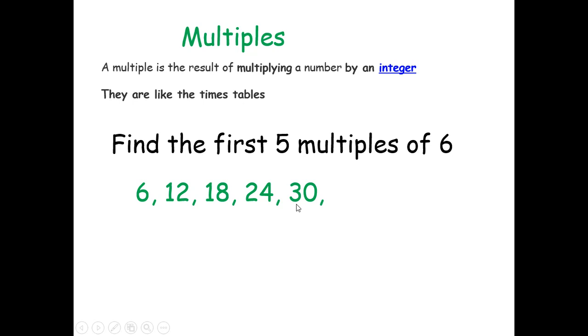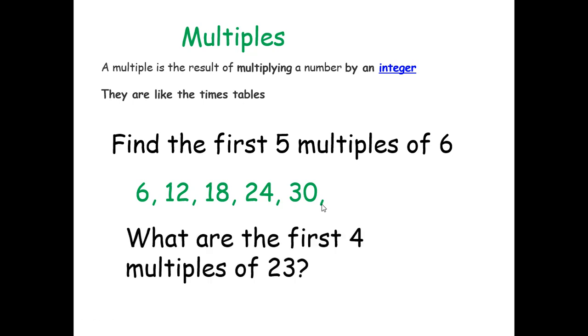So with the smaller numbers, you can probably just use your times tables. Now this next example is much bigger. What are the first 4 multiples of 23? You'll probably need a calculator. So we start off with 23 because that's 1 times 23. Then we'll do 2 times 23 to get 46. 3 times 23 is 69, and then 4 times 23 is 92. So they're your first 4 multiples of 23. Don't forget to use your calculator, it makes life a lot easier.